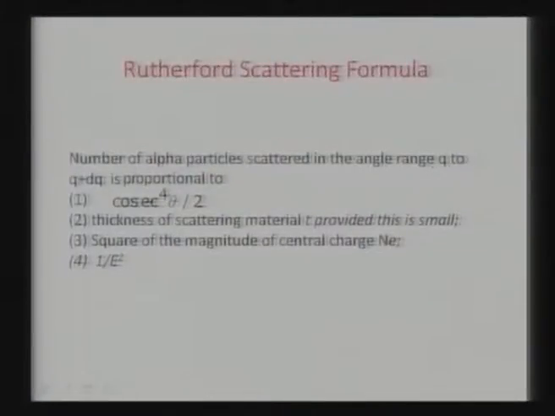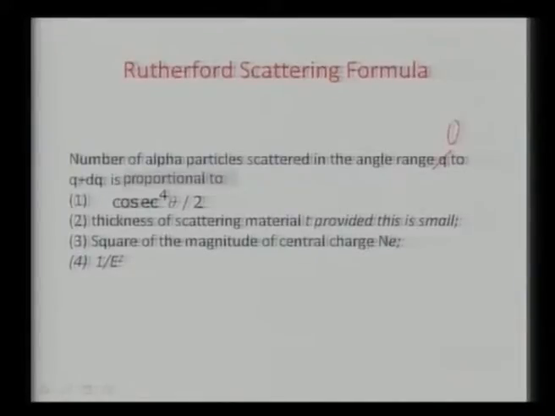So, the number of alpha particles scattered in this angle, read it theta here, read it theta here, and read it d theta here. Once you go into the symbol format, q becomes theta. So, this number is proportional to cosec to the power 4 theta by 2. Now, let me just explain a little bit more. What is this number? Number of alpha particles scattered in the angle range theta to theta plus d theta.